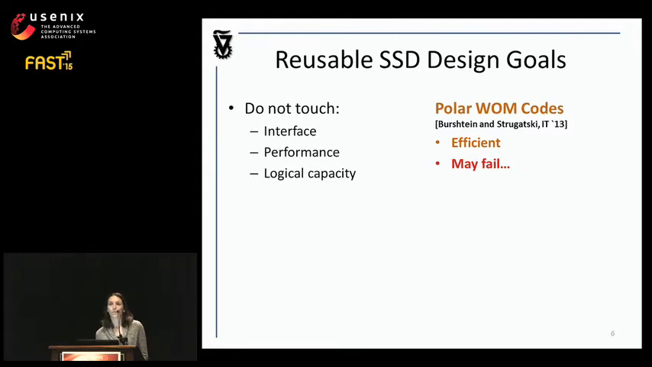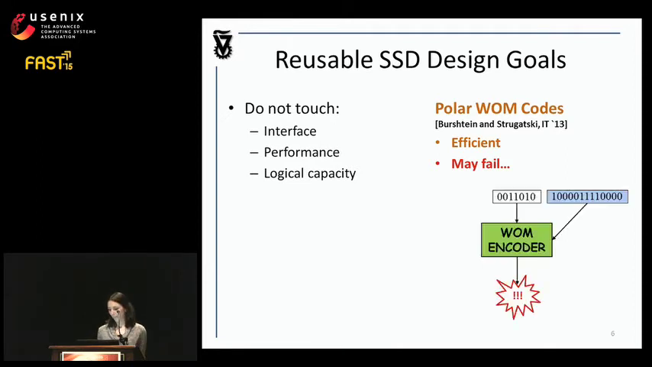In addition, they allow you to trade off the amount of overhead between the first and the second write. So for example, we can use a specific code that does not have any overhead for the first write, but has more overhead for the second write. Now, this trade-off comes at another cost, which means that these codes can sometimes fail.